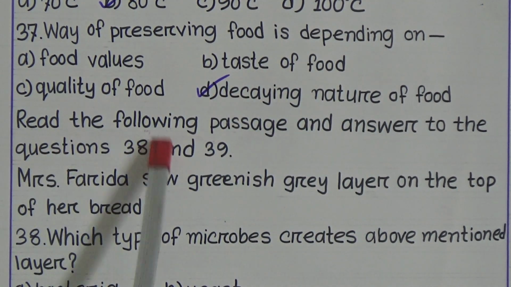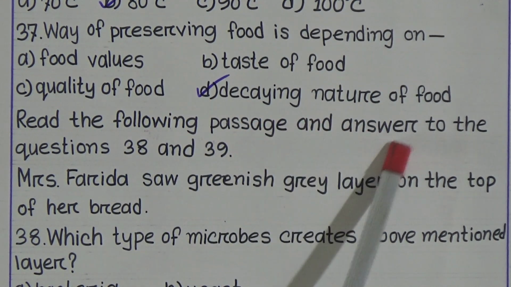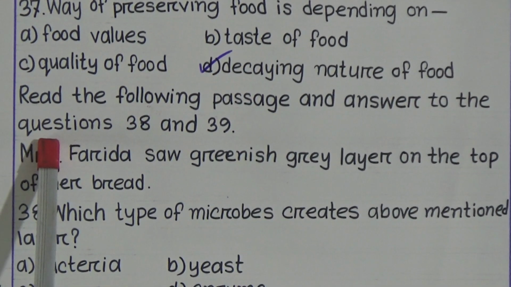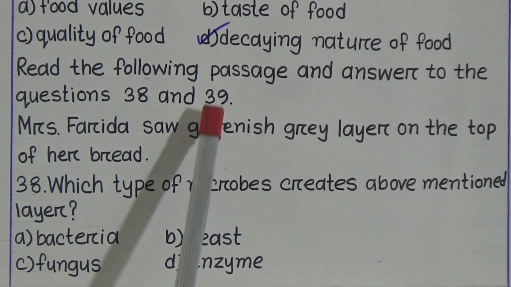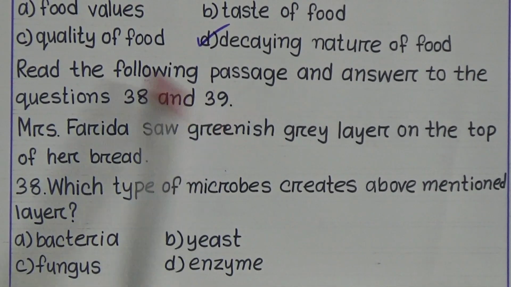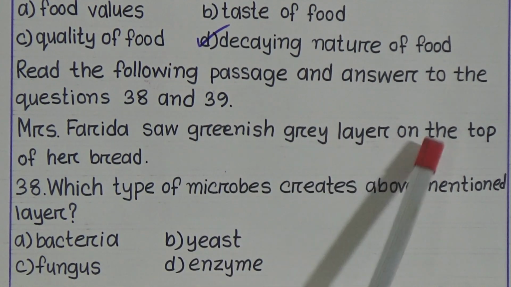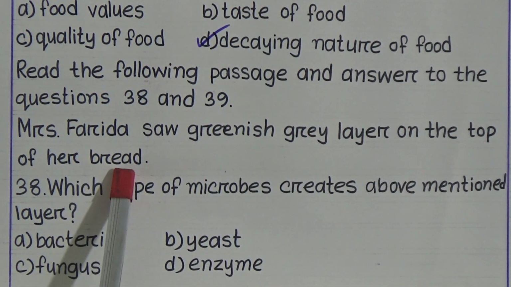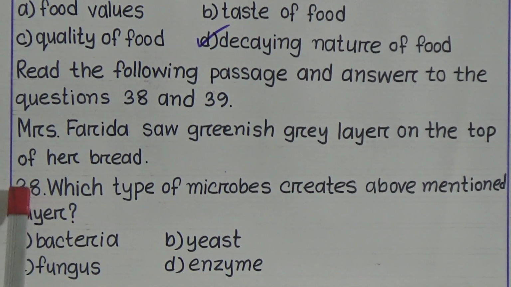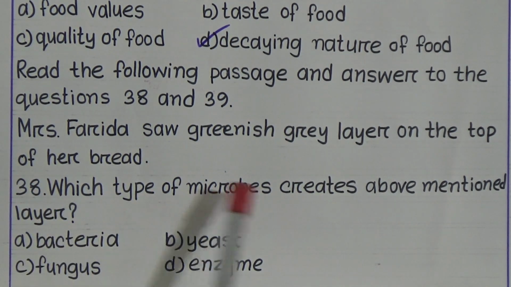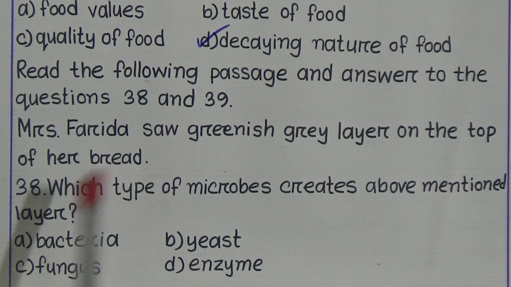Now read the following passage and answer questions 38 and 39. Mrs. Farida saw greenish bread layer on the top of her bread. Now question number 38. Which type of microbes creates the above mentioned layer? Options are bacteria, yeast, fungus, enzyme. Can you guess?